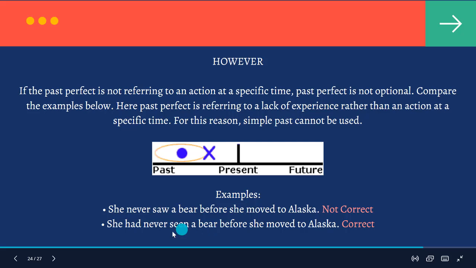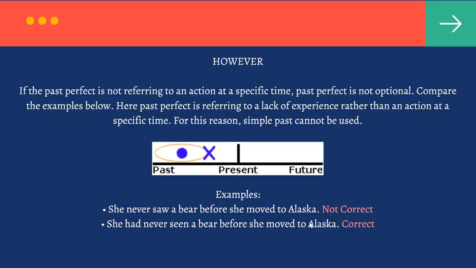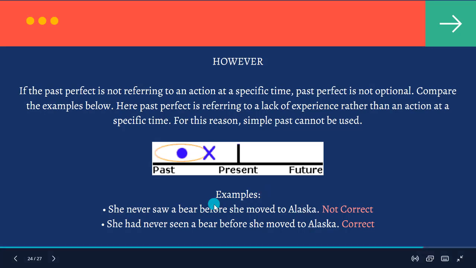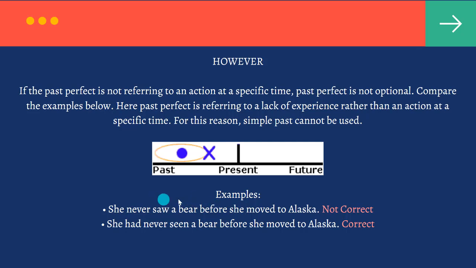So in here, we cannot use simple past and simple past as in the example from earlier, because there is no specific time. So when there is no specific time, we have to use past perfect tense. We cannot use simple past anymore. If you want to use simple past, you have to give the specific time.